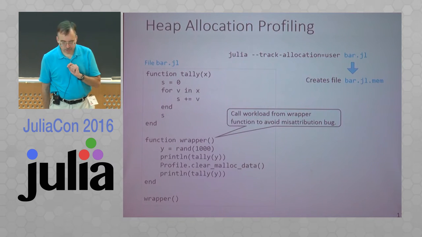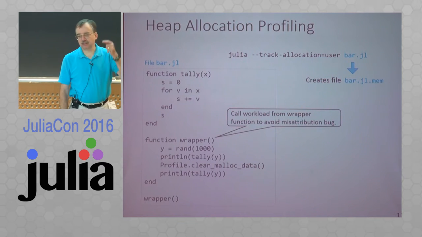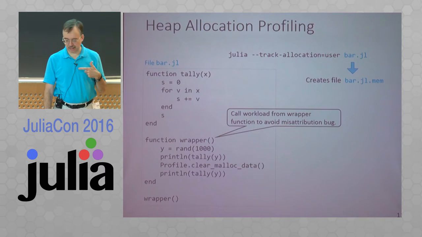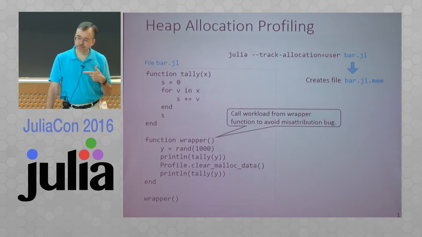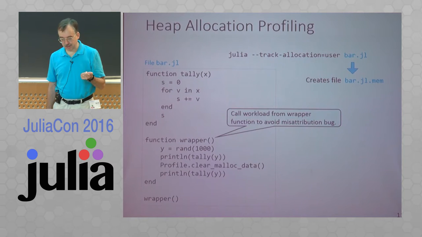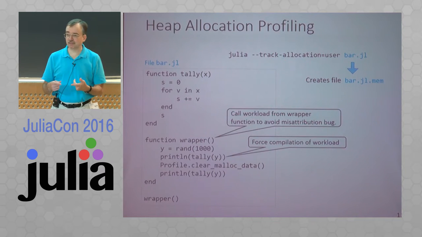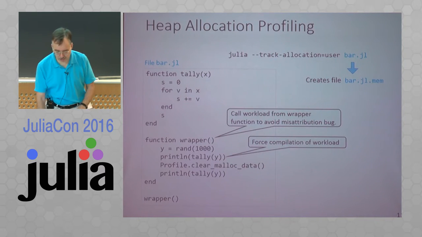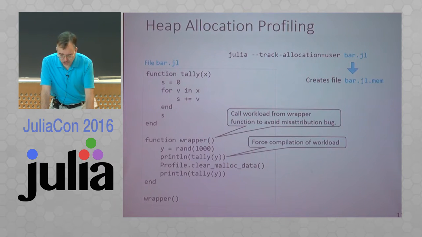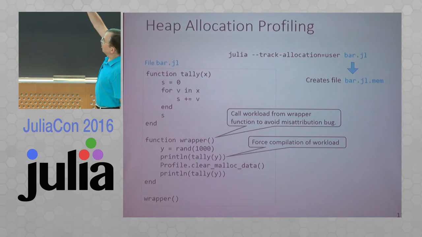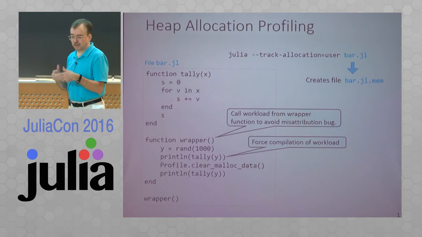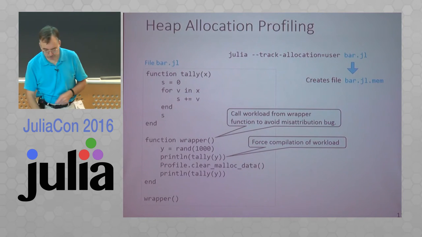Now, one point here. There is an issue that the allocation profiler misplaces the blame slightly. It misplaces the blame if you call it from a very top level interactive call, just a top level call at all. So what you need to do is wrap the call to the function you're really interested in. Here I'm really trying to profile tally, but I need to call it from a wrapper, otherwise there'll be a misattribution of where the allocations are coming from.